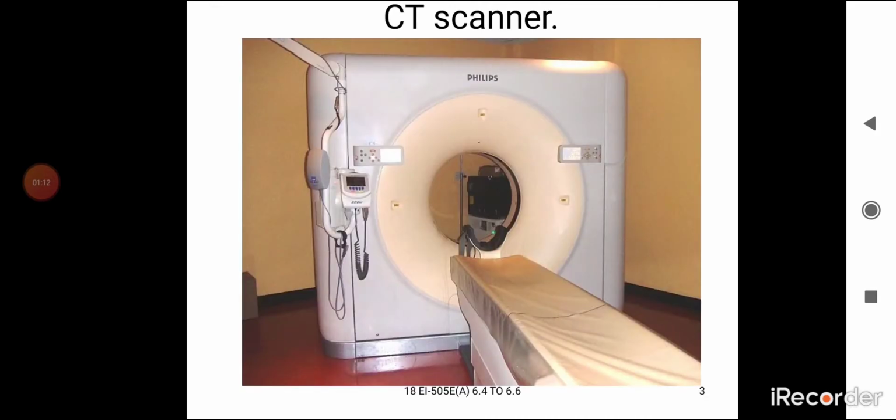The CT scanner picture. The patient is to lie on the table, which moves inside the gantry, where the X-ray tube is mounted on the gantry, whereas thousands of detectors are arranged around the gantry in order to take the 2D picture, 2D slices.